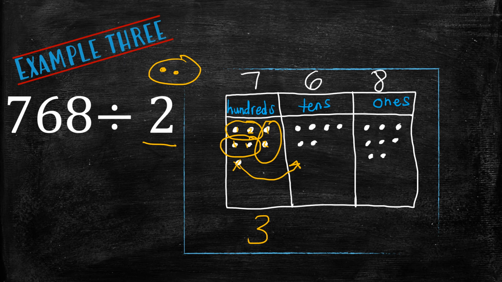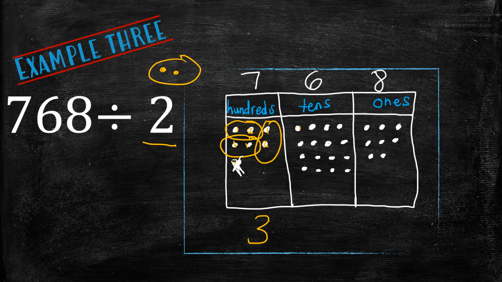And like I said, 100 is equal to 10 tens. So we're going to draw 10 dots to represent that 1 that we just lost right here. Okay, so let's do it. 1, 2, 3, 4, 5, 6, 7, 8, 9, 10. So now we're ready to find groups of 2 in the tens column.